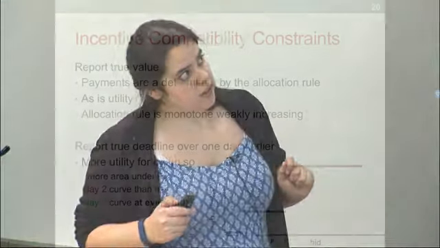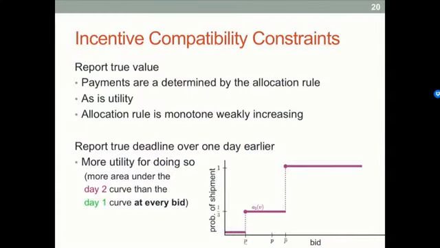Yeah, you did say that. So when your allocation is the same, your payment's the same. Okay, cool. So then the other thing we know from single item auction theory is that the allocation rule needs to be monotone weakly increasing. So now that takes care of reporting your true value.